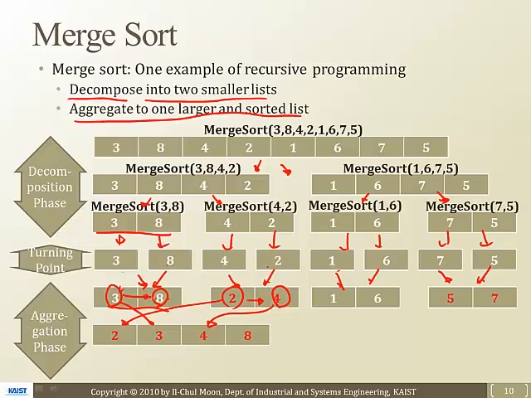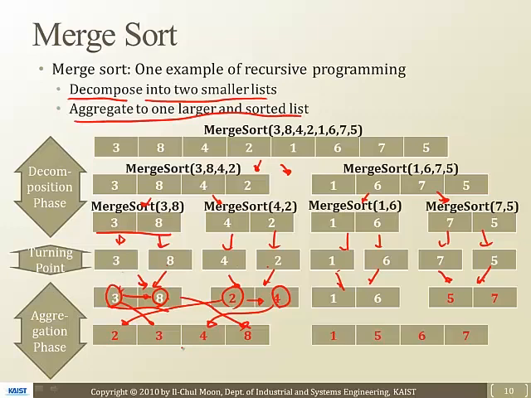Now, do we have to compare this 8 again? Actually not, right? Because we know for sure 8 is going to be the biggest number in these two sequences when we are aggregating these two number sequences, right? So we just put 8 here. That means we can identify one element without comparing it to another element, right?